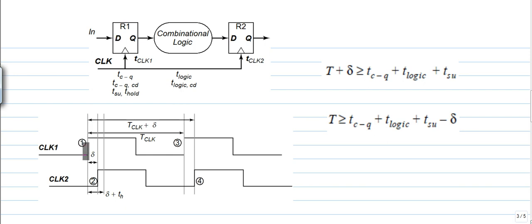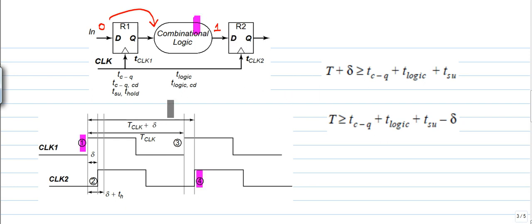Register R1 gets the original data input, say logic 0 at point 1, and it is passed. Then this data is passed to the combinational circuit, and the combinational circuit will evaluate depending upon the logic circuit. Say the combinational logic circuit will generate a data 1, and this data 1 is taken by the register R2 at edge 4.